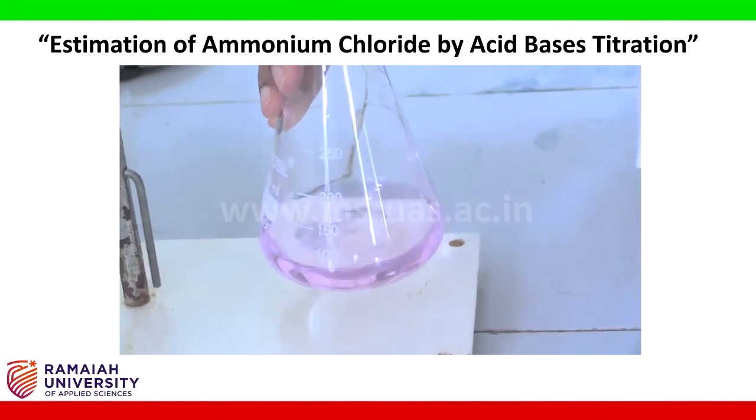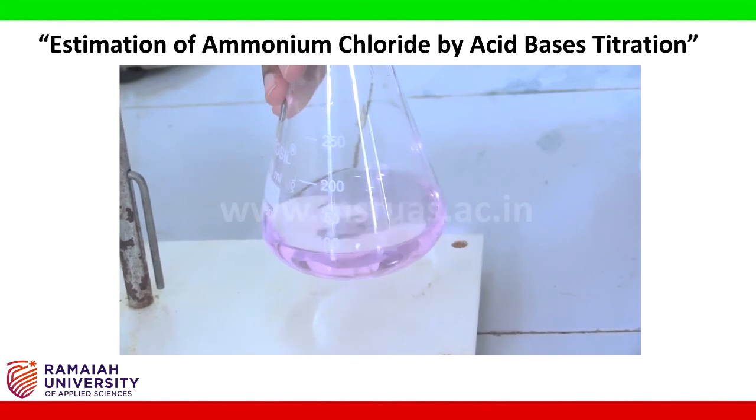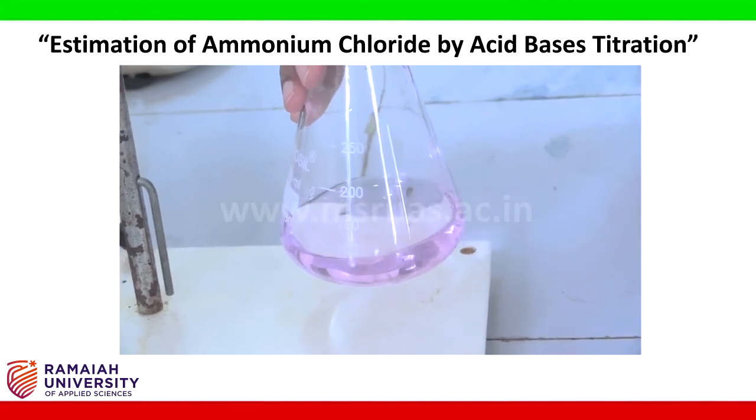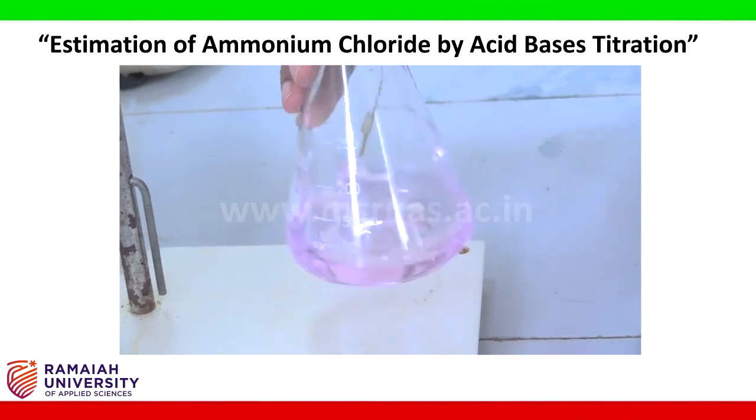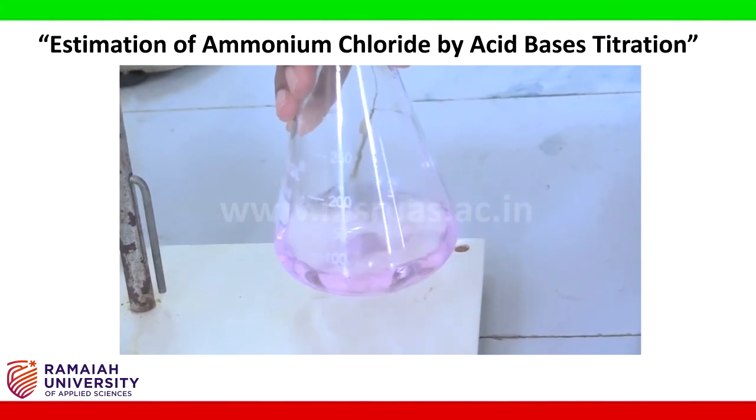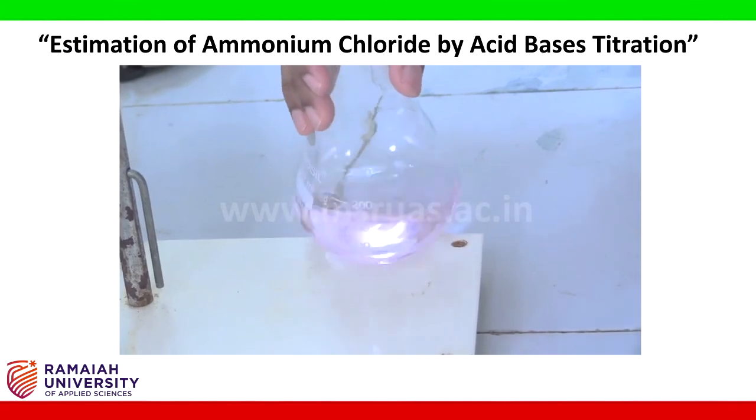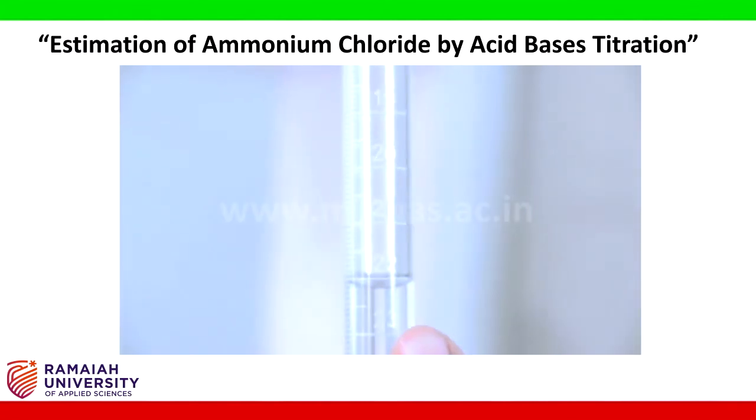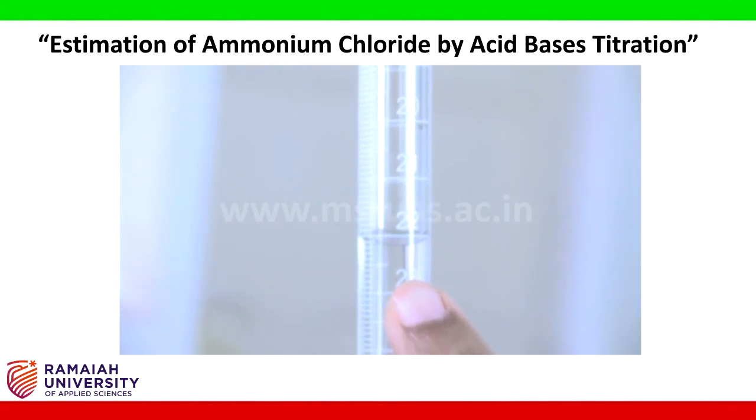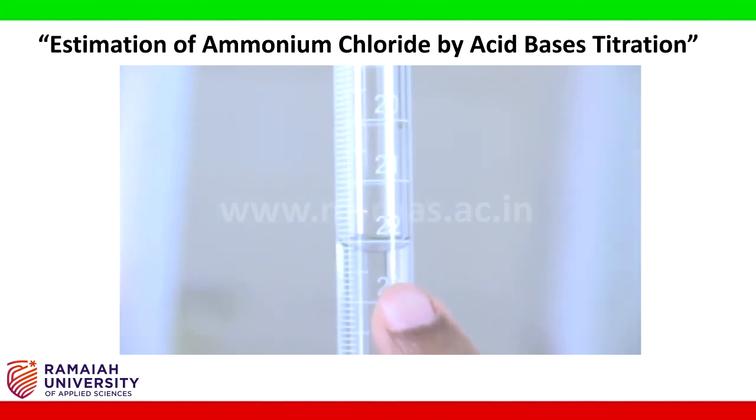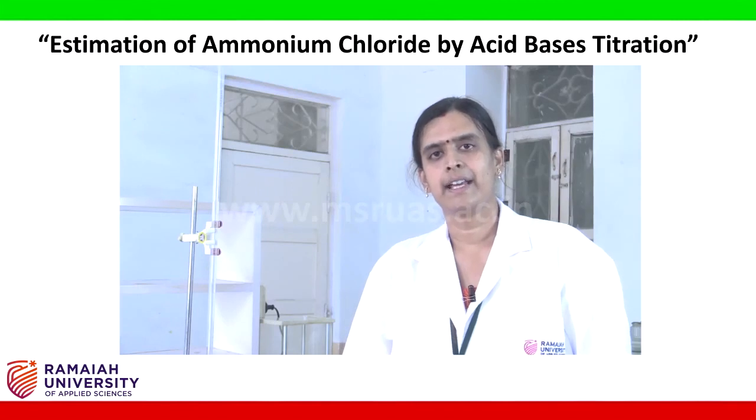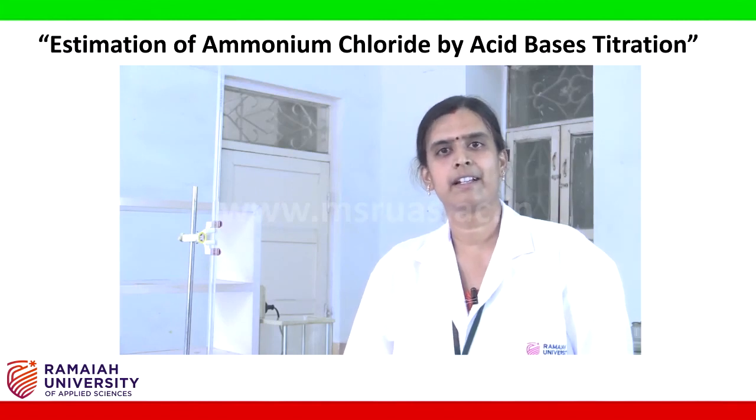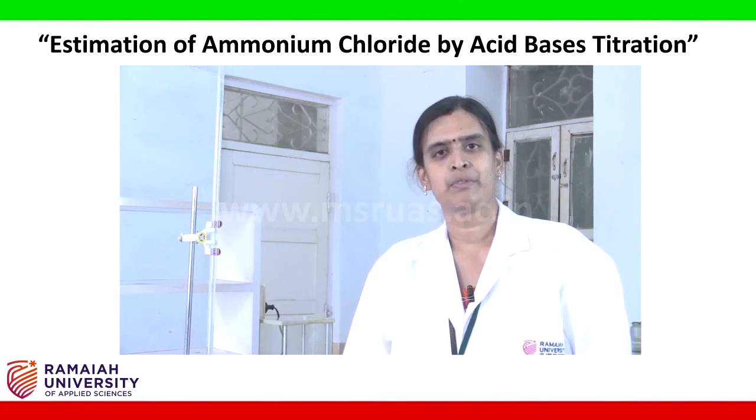The end point is appearance of pale permanent pink color. Initially the solution was colorless and now it has changed to pale permanent pink color. This is the end point of the titration. Note down the final burette reading. The difference between the final and the initial burette reading gives the titer value. Repeat the titration in the same way till concordant readings are obtained. This is the procedure to carry out the assay of ammonium chloride.